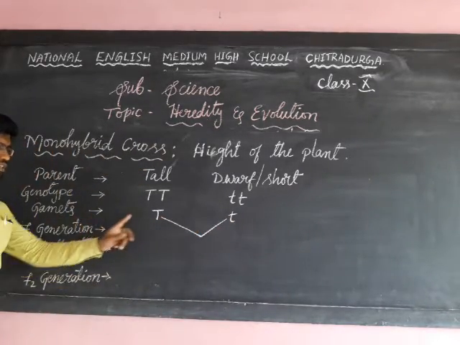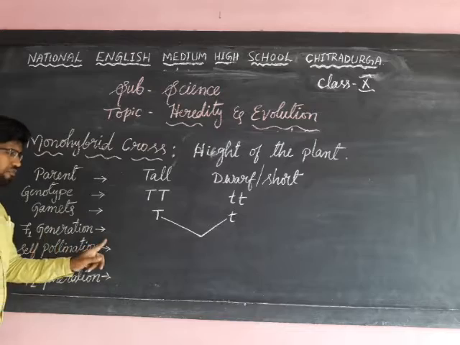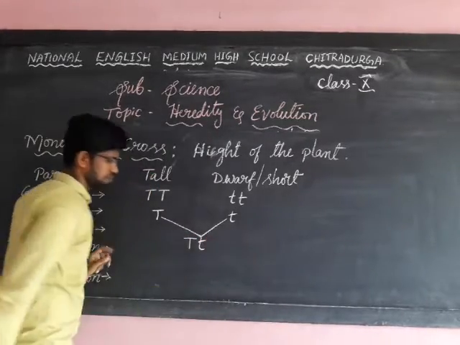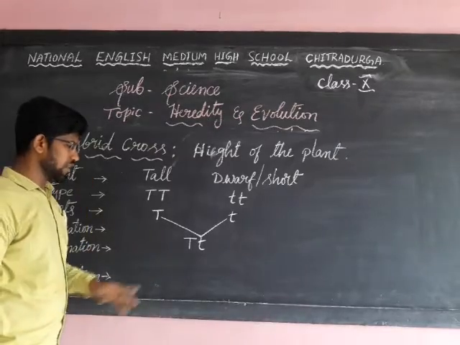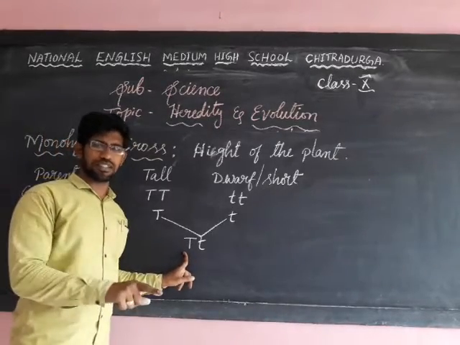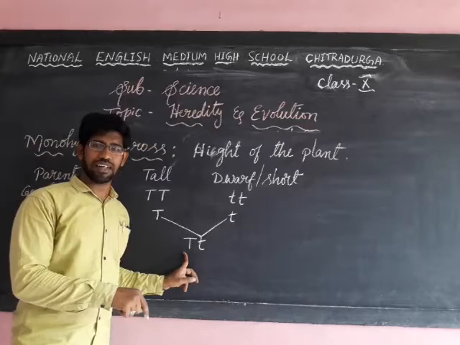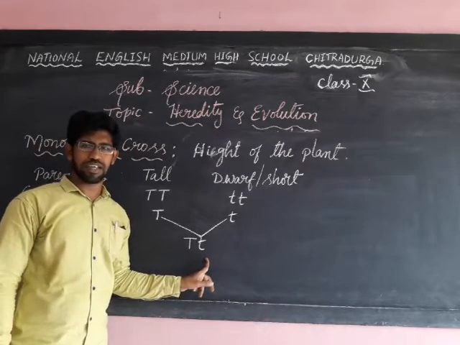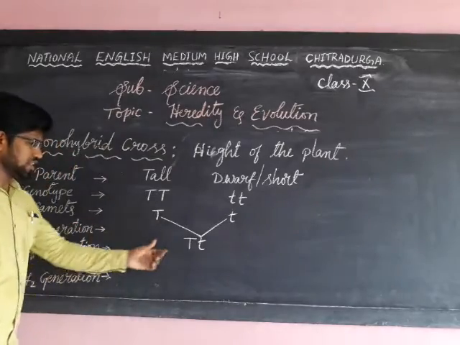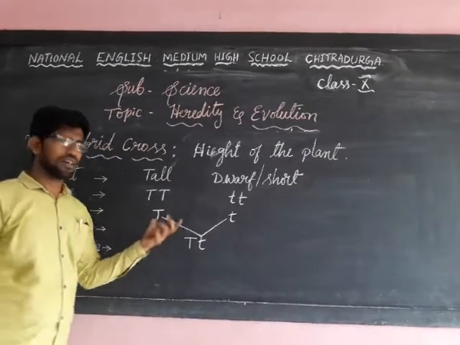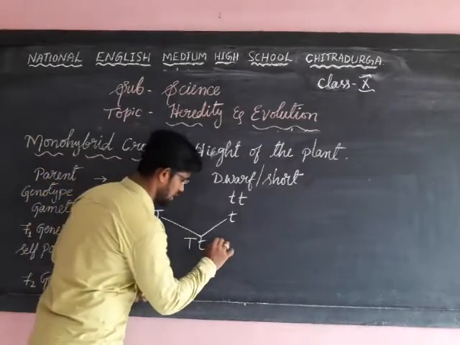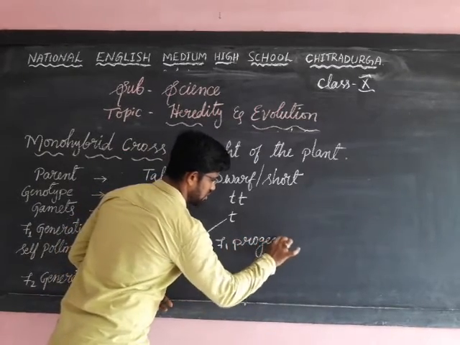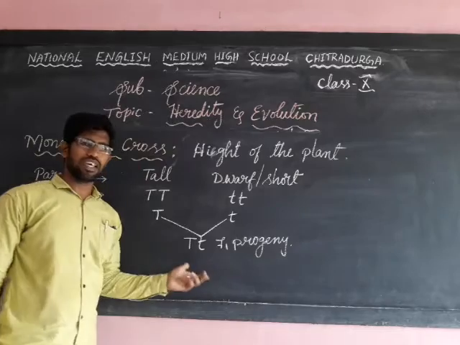When we are crossing between each other, we will get the F1 generation as capital T, small t. Remember, the capital letter should be written first because it is the dominant character, and the small t is next, which is the recessive character. Now in that F1 generation, we got the progeny. It is also called the F1 progeny.